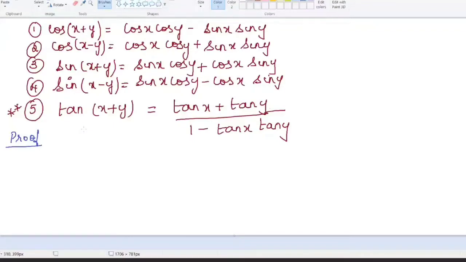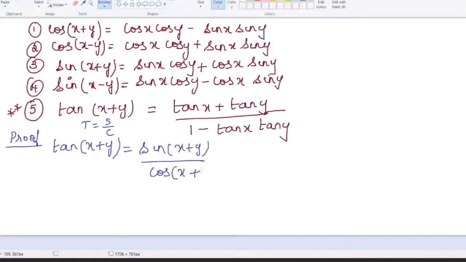Take the left hand side and write tan as sine by cos. That is the first step. Tan is nothing but sine by cos. So take tan of x plus y and write it as sine of x plus y divided by cos of x plus y.